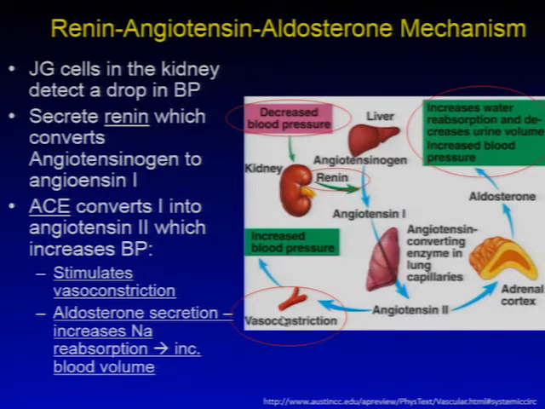Aldosterone works then back in the kidney to increase water reabsorption and decrease urine volume. And this will then lead to an increase in blood pressure. You can see that this is not an immediate response, but this is a means of longer-term management of blood pressure or blood volume within the body.